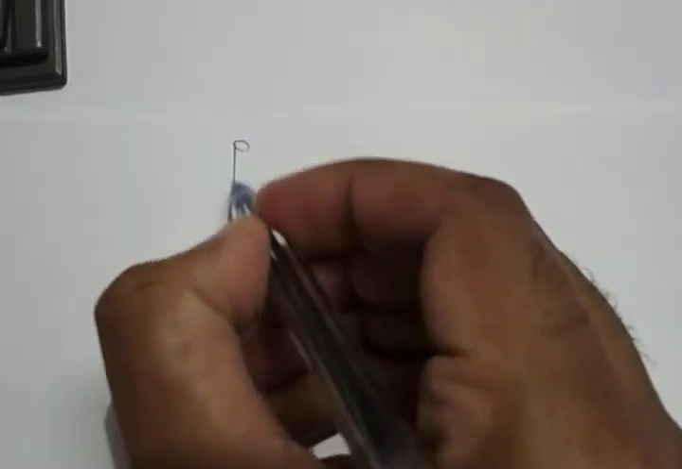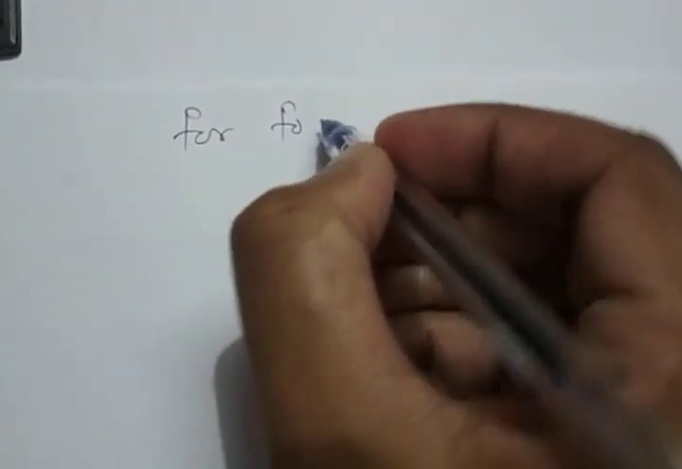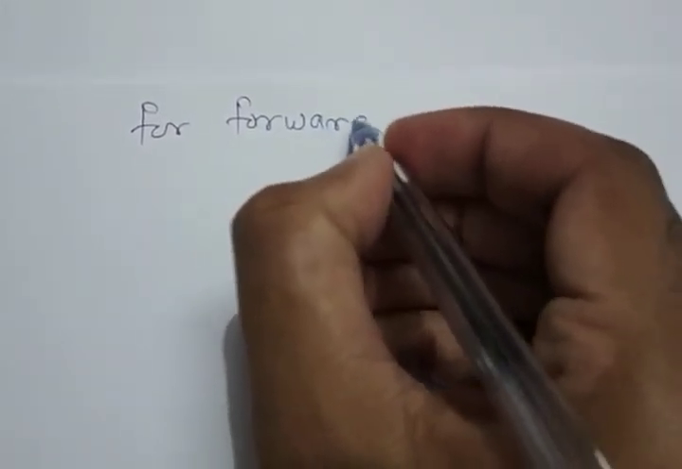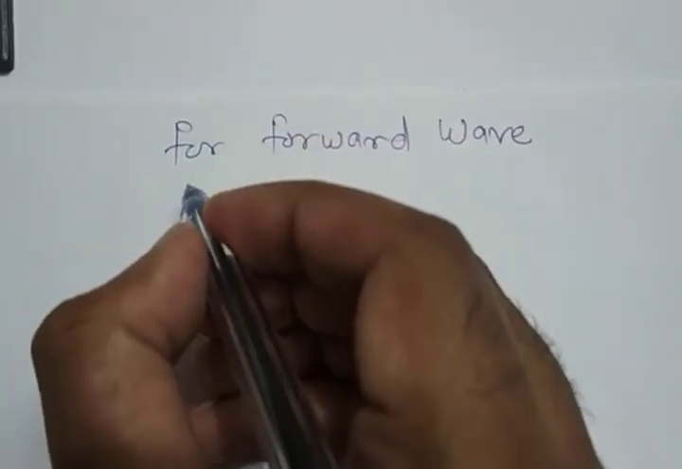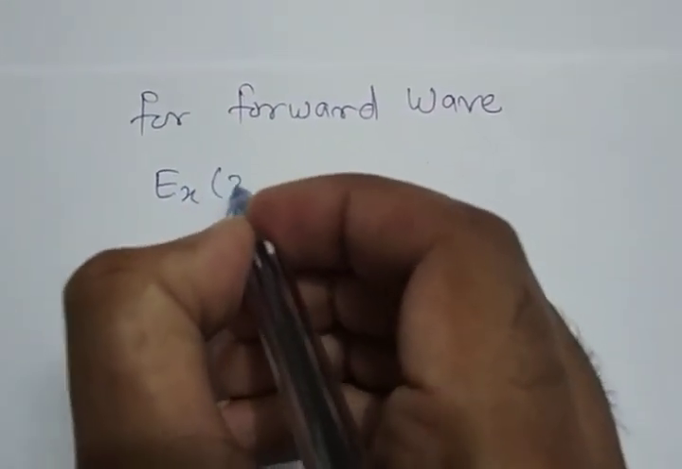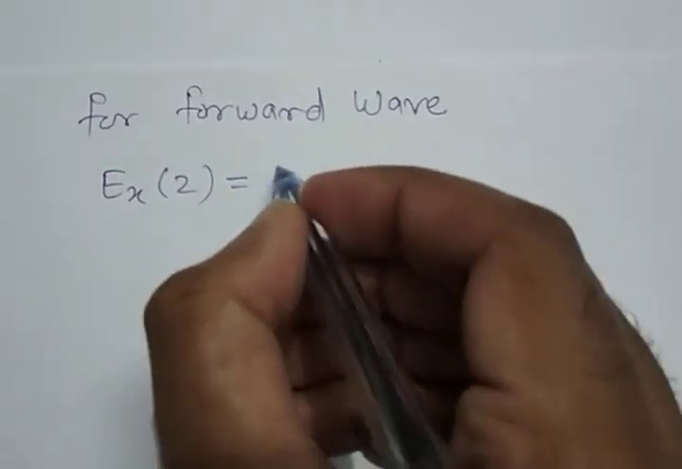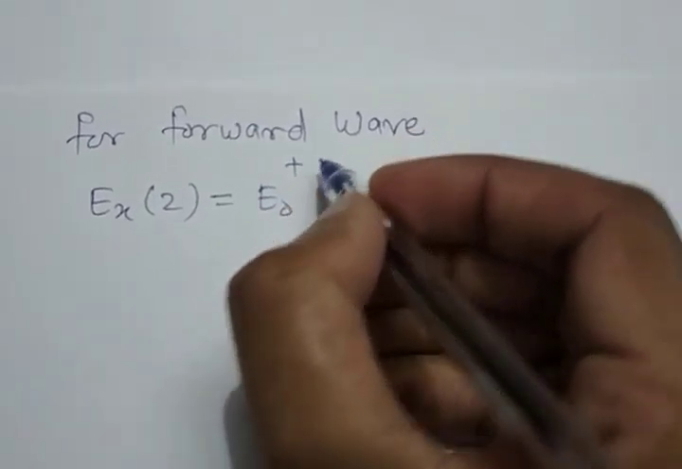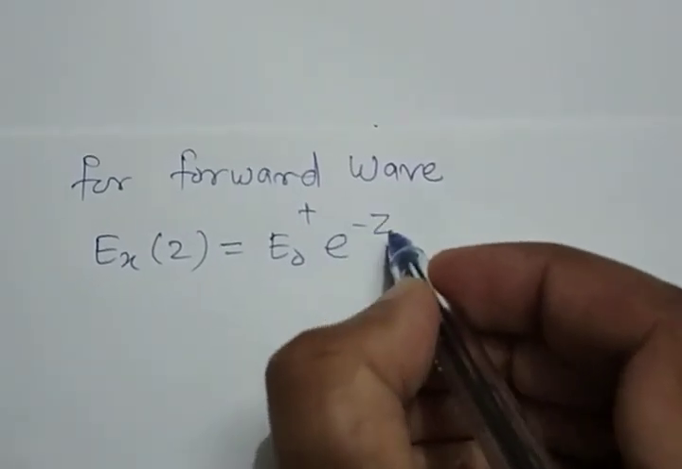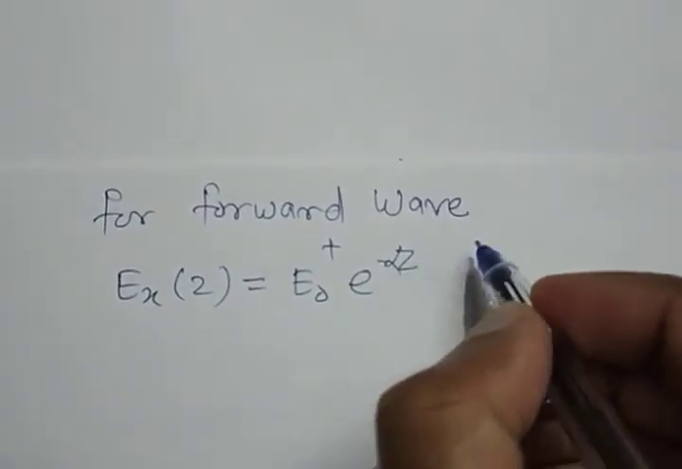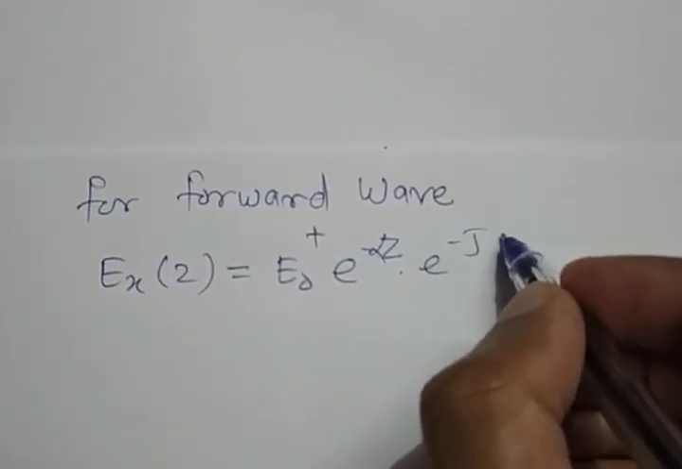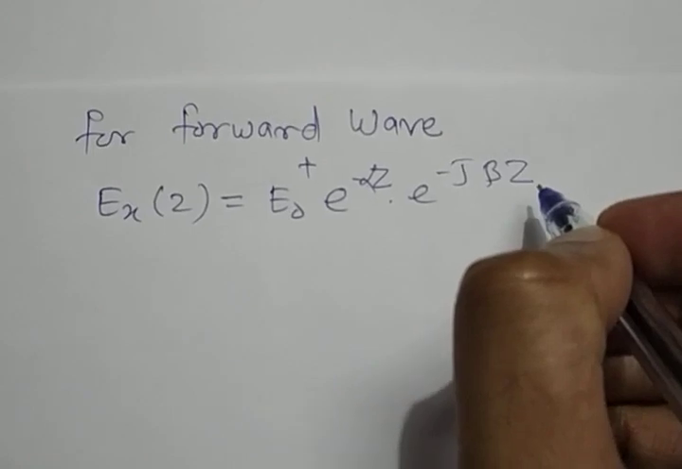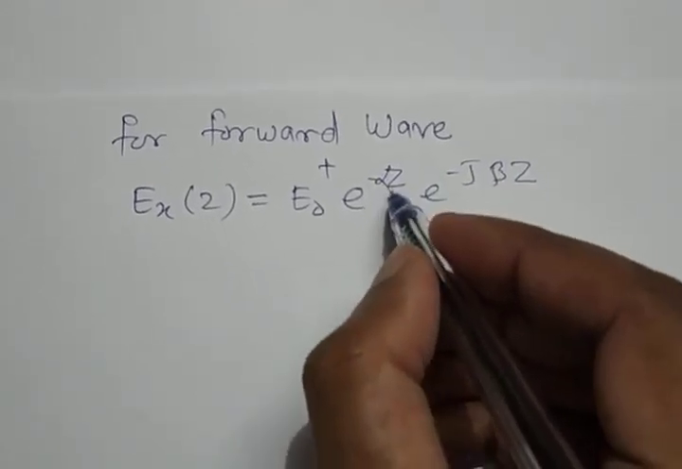So for the forward wave only, if we don't consider the SWR, for the forward wave, say the wave traveling in the z direction is a positive wave, e to the power minus alpha z into e to the power minus j beta z. So what is this alpha, j beta z?